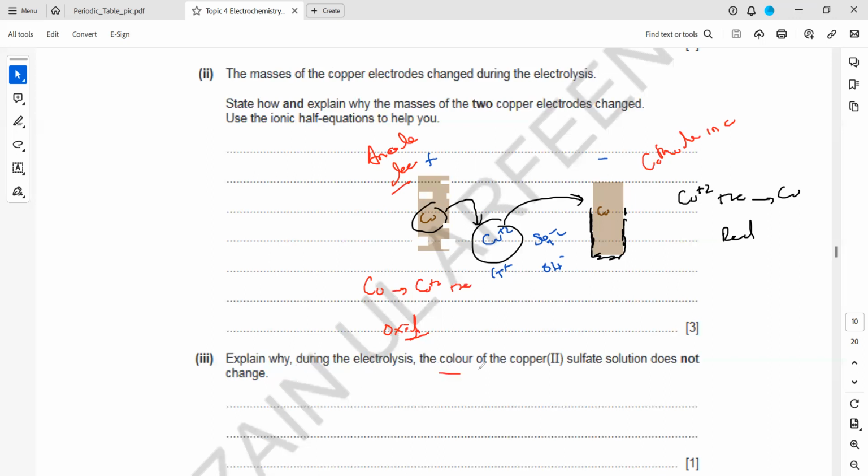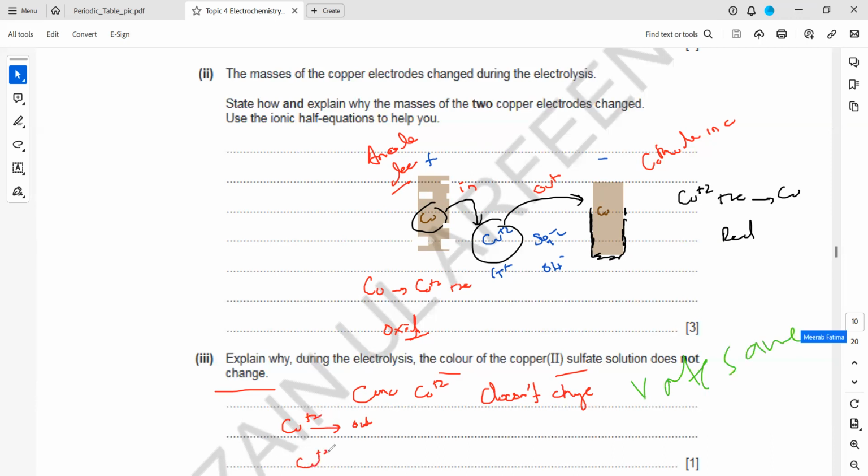But explain why, during the electrolysis, the copper 2 sulfate solution does not change color: because the amount of ions which leave and the amount of ions which enter is the same. If 10 ions leave, at the same time 10 ions will enter. So the concentration of copper ions in the solution does not change. And why does it not change? Because the amount of copper ions going out is the same as the amount of copper ions entering the electrolyte. So the rate is the same. You can mention the rate of discharge is the same as the rate at which ions enter the electrolyte.